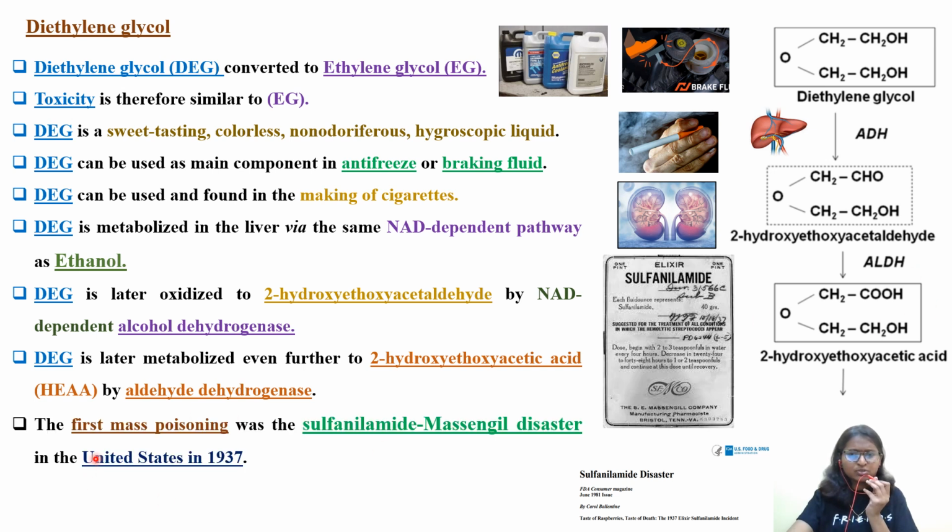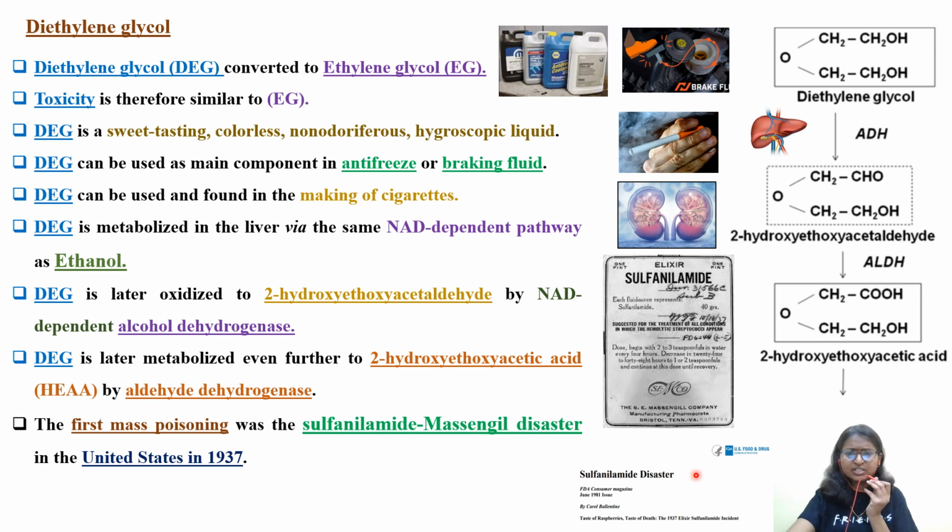Okay, so the important thing that we need to learn from this about diethylene glycol is that the first mass poisoning was the sulfanilamide elixir disaster, which occurred in the United States in 1937. The sulfanilamide elixir disaster by itself is another very big topic. Very quickly I will try to give some important points.